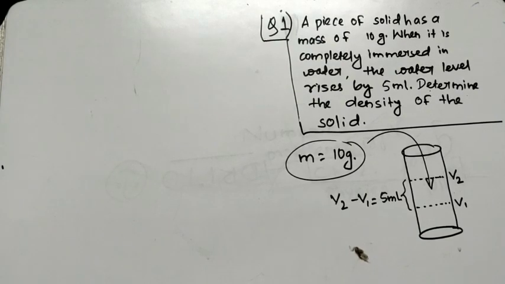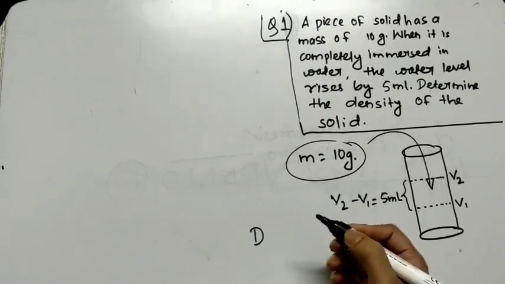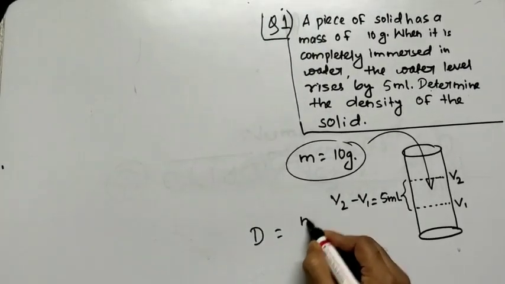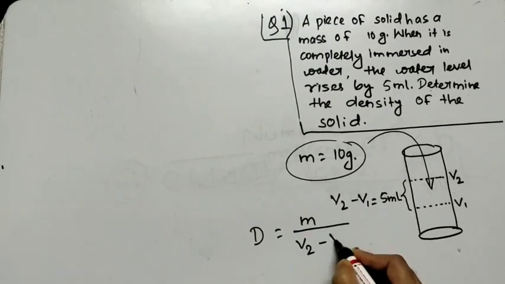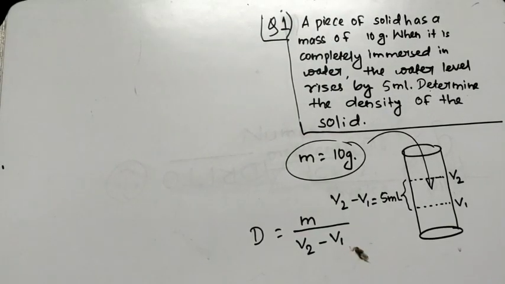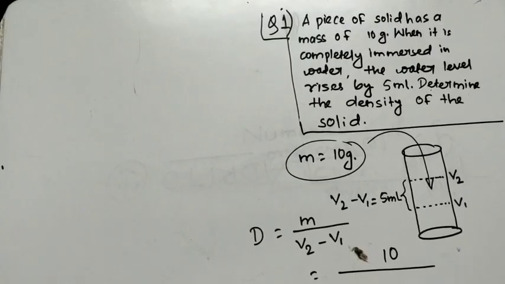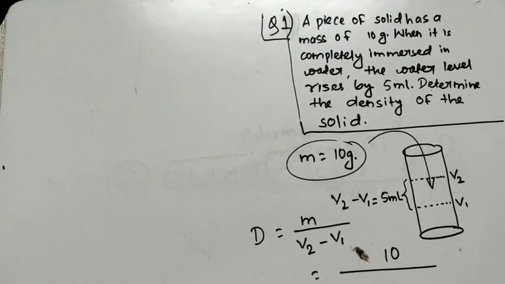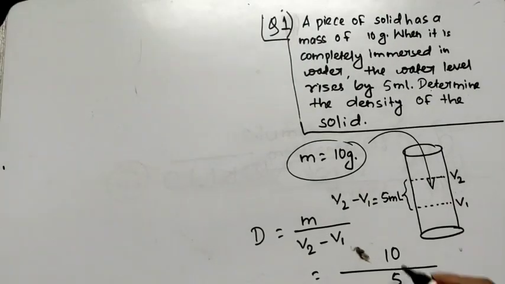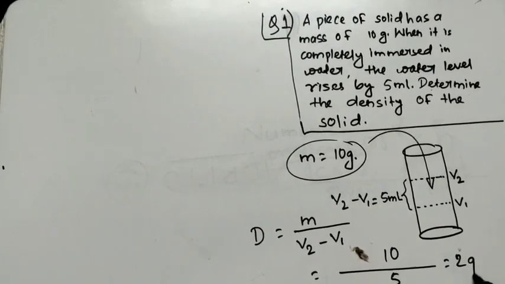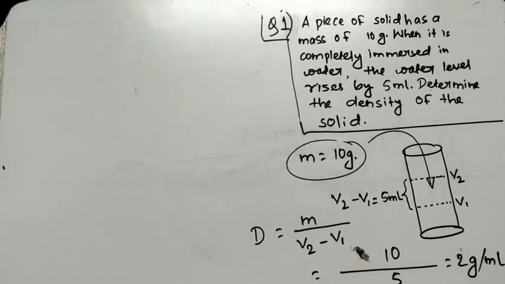Now in order to find the density, what do we need to do? We have m by V2 minus V1. This is how you find density, right? Now what is the value of m? The value of m is 10 gram. And what is the volume which has been increased, which is 5? So how much do we get? 10 by 5, 2 gram per milliliter. Now this is going to be the density of the solid.